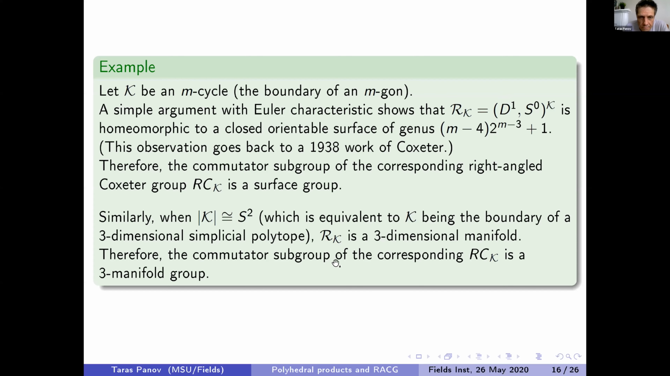The commutator subgroup of this right-angle Coxeter group is a three-manifold group, and those manifolds are quite interesting. In many cases they have a hyperbolic structure and so on. So you look not just at an abstract commutator subgroup, but at the fundamental groups of manifolds with nice geometry, by looking at these commutator subgroups.